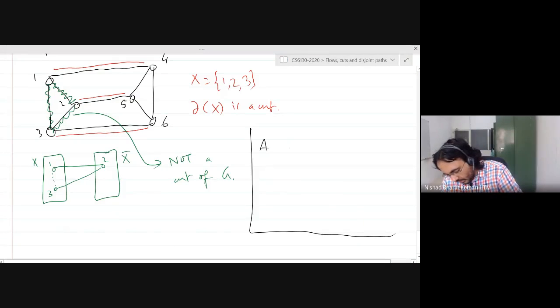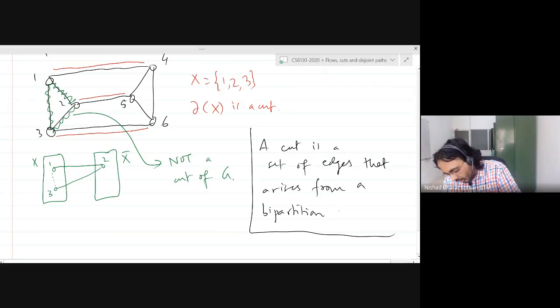A cut is a set of edges that arises from a partition, but not just any partition, from a bipartition. You break the vertex set into two parts.